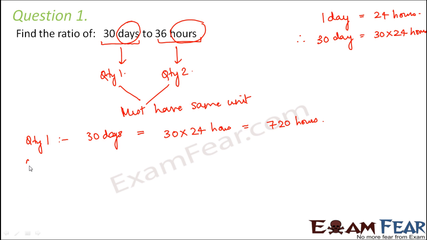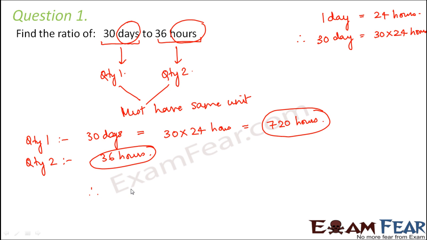Now let us look at quantity 2. Quantity 2 is already given in hours. So now you see we have both the quantities in the same unit. Therefore the ratio of quantity 1 to quantity 2 would be quantity 1 divided by quantity 2. So this is 720 by 36, which is 20 divided by 1. So this can be written as 20:1. So this is the ratio.